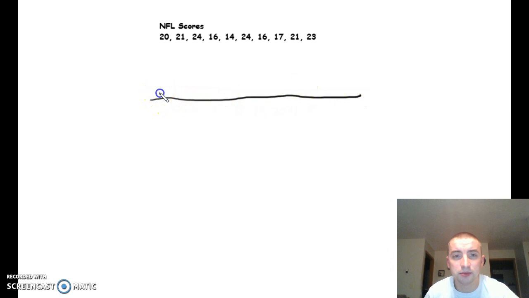And I'm going to put each number on that line. Oops. So we're going to start with 14 and go all the way up to 24. So I'm going to cover every number within my range, even if it doesn't have a set of data.